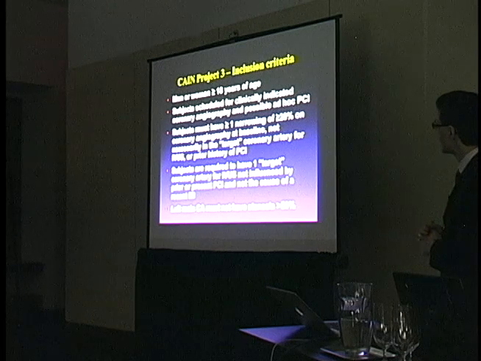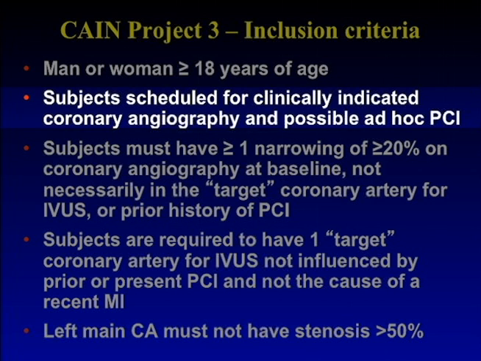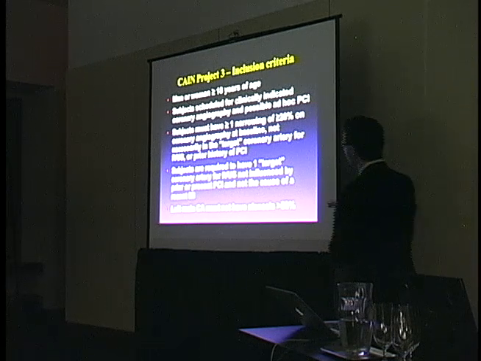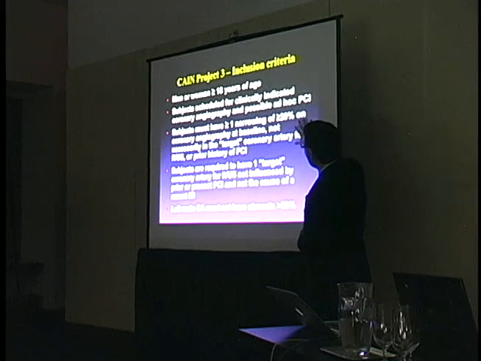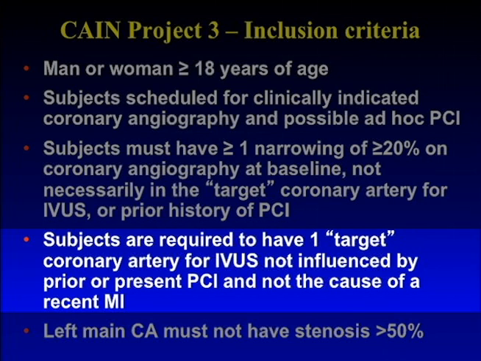So as far as the actual inclusion-exclusion criteria for Project 3 are concerned, as I said earlier, patients need to be scheduled for clinically indicated cath with or without ad hoc PCI. Because of the slides I showed you earlier, if you have at least one narrowing of at least 20% on the angiogram, we know there'll be plenty of plaque on IVUS, so this is why you have this inclusion criterion. And we also need to have at least one target coronary artery for IVUS that has not been influenced by prior or present PCI and that has not been the cause of a recent MI.